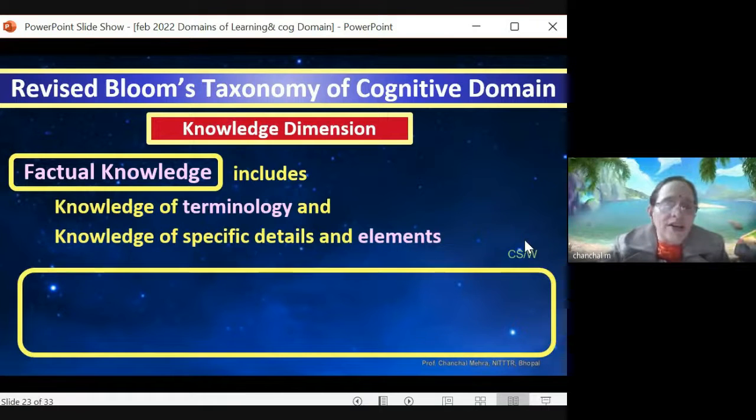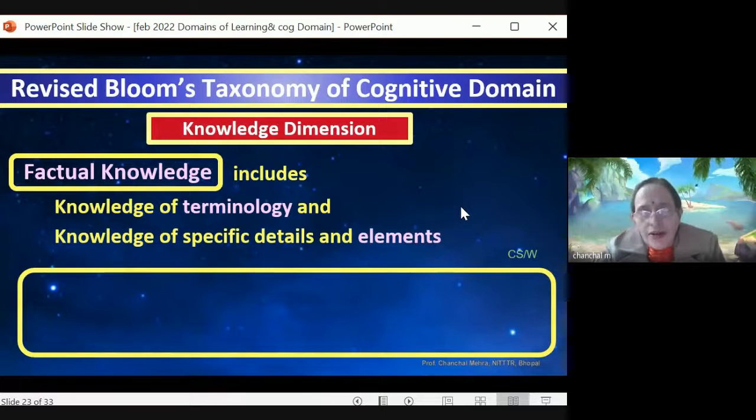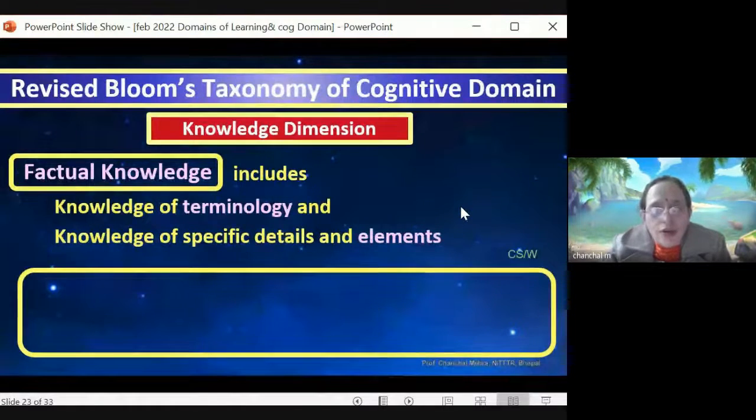Factual knowledge, actually, it includes the knowledge of terminology. In all the courses, when the student is coming for a diploma program, there are a lot of new terminologies that need to be discussed with the students, and that particular factual knowledge is not going to change over a period of time. And there is knowledge of specific details and elements that need to be understood by the students. So such knowledge which will remain the same for a longer period of time will be covered under factual knowledge.